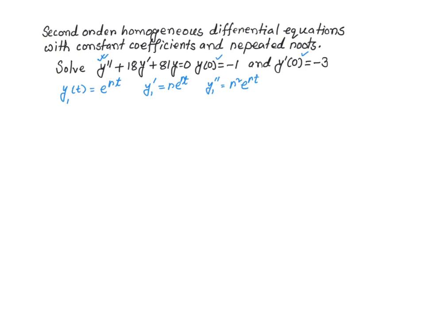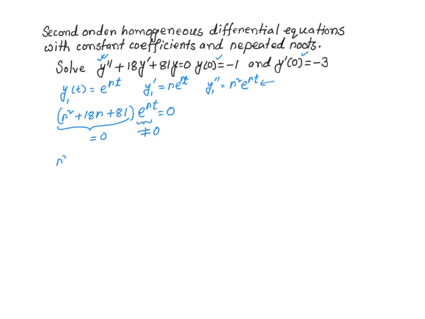Now we are going to plug in these values into the equation. That's going to give me r square plus 18r plus 81 times e to the power rt is equal to 0. I have done a little bit of algebra here. Hopefully that's not difficult. I just plugged in these values and then factored out e to the power rt. Now, from our knowledge of exponential functions, we know that e to the power rt is not equal to 0. So it must be the case that the other factor is equal to 0, right?